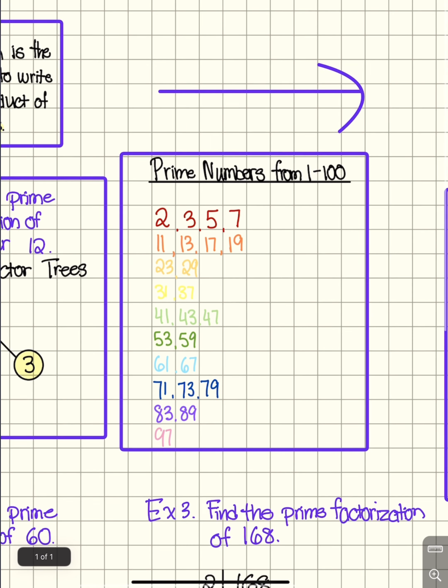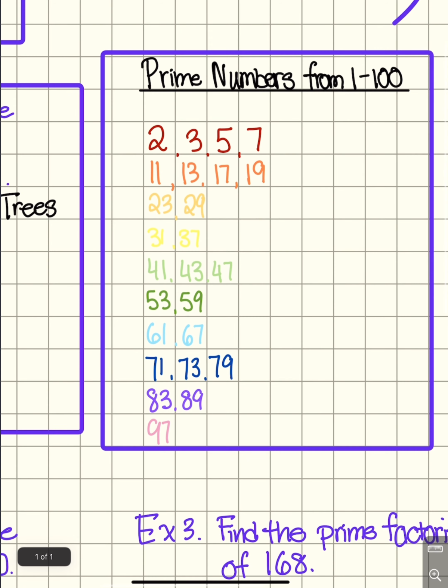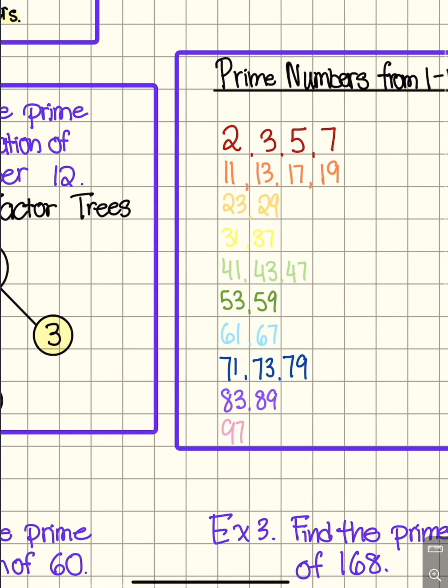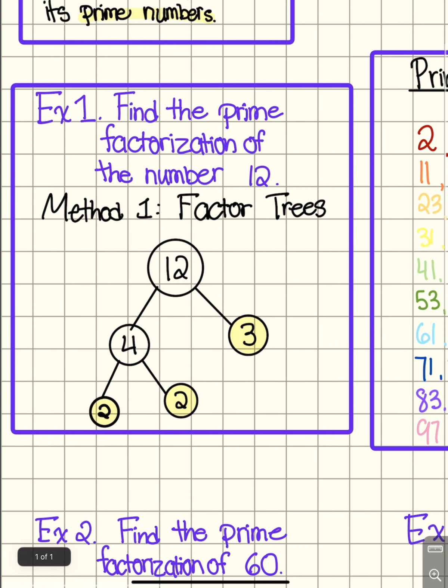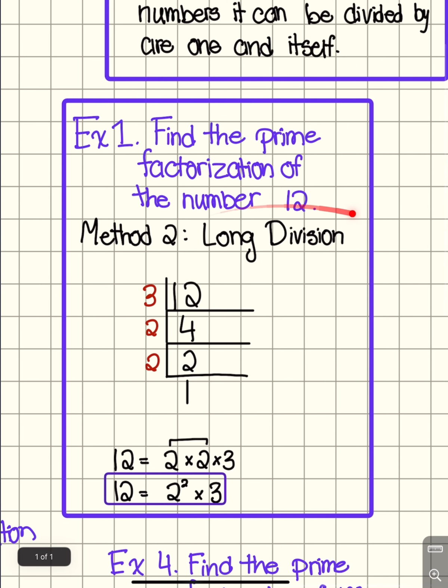Here's a quick chart of the numbers from 1 to 100 if you ever want to screenshot it, just for reference. And the two methods that we use to calculate prime factorization are, one, factor trees, where you take the number and you split it into two numbers that multiply into the original number, and you keep breaking it apart until you get to only prime numbers. The second method is to use long division, where you start with the original number and you divide only by prime numbers until you get to the end result of 1, and all these numbers on the side are going to be your prime numbers.